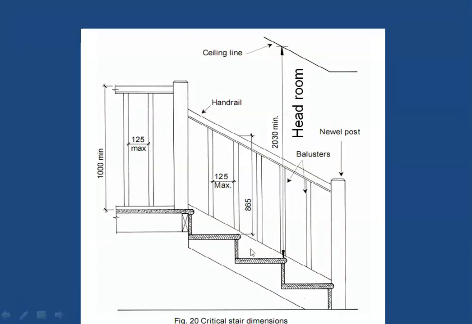So again here you are seeing the headroom. This is the upper ceiling or the slab above, and you will see that this headroom has been shown. Here it has been shown as 2.03, but ideally it should be roughly around 2.2 meters. So this is the headroom which should be there.